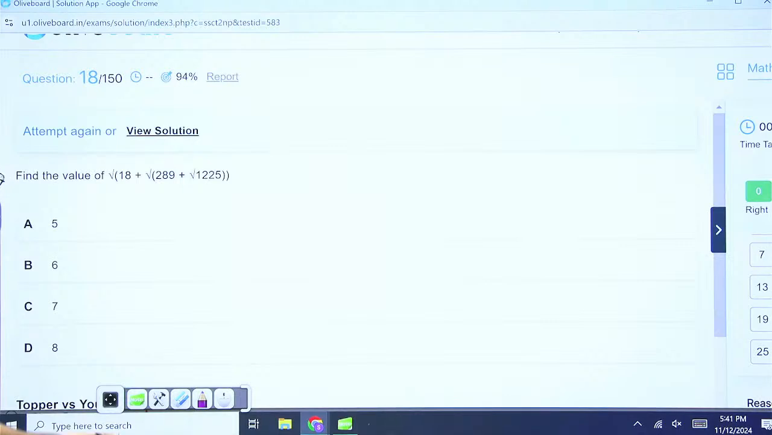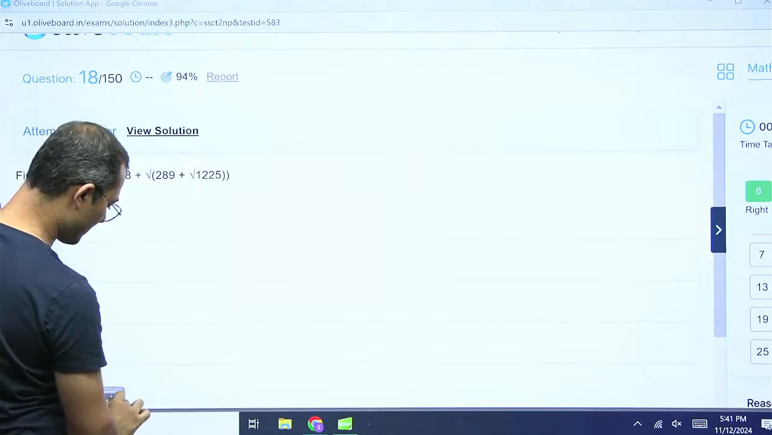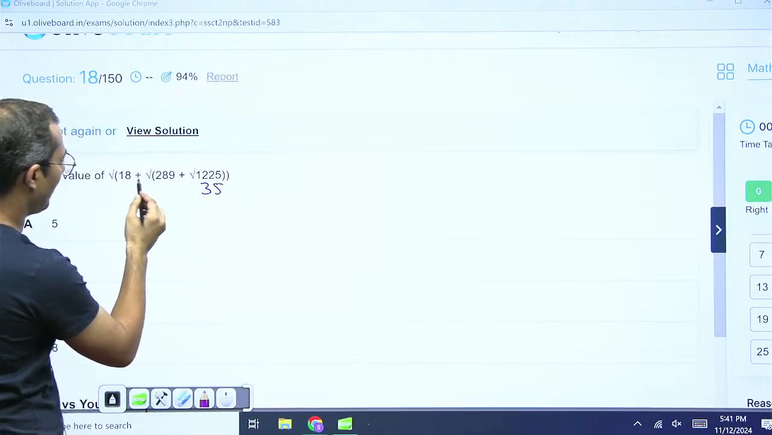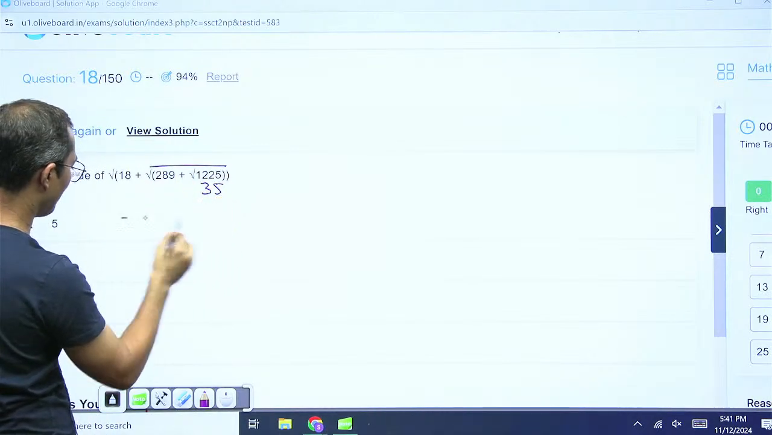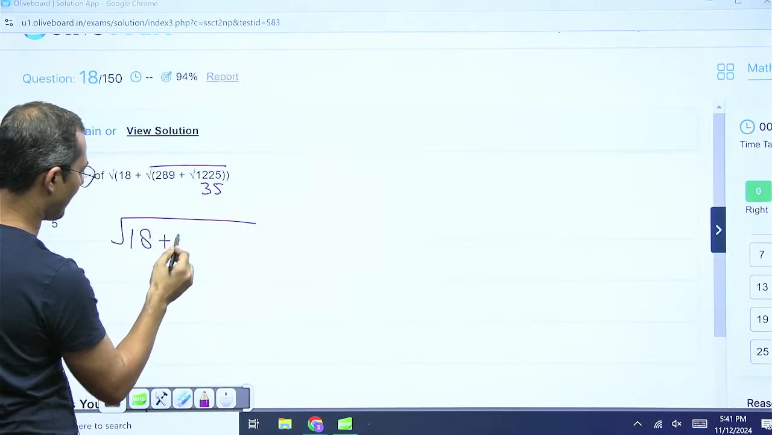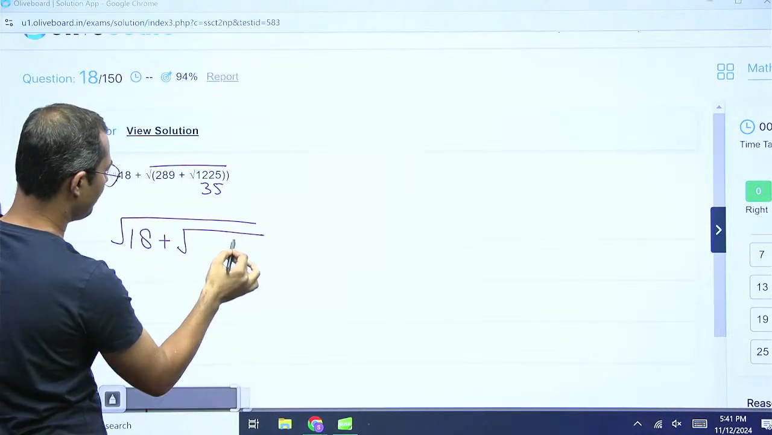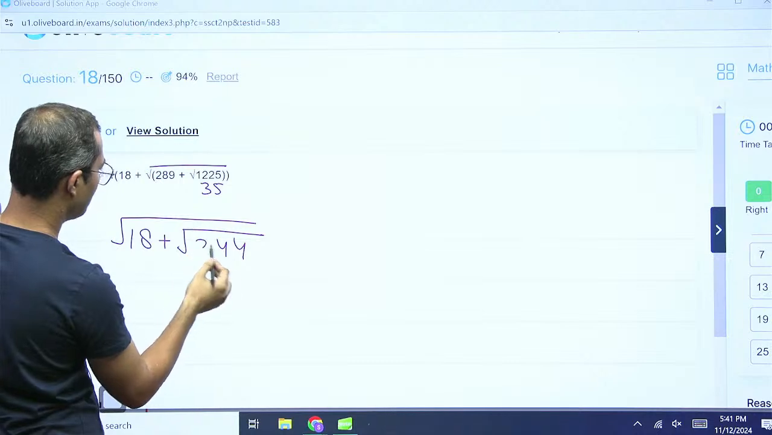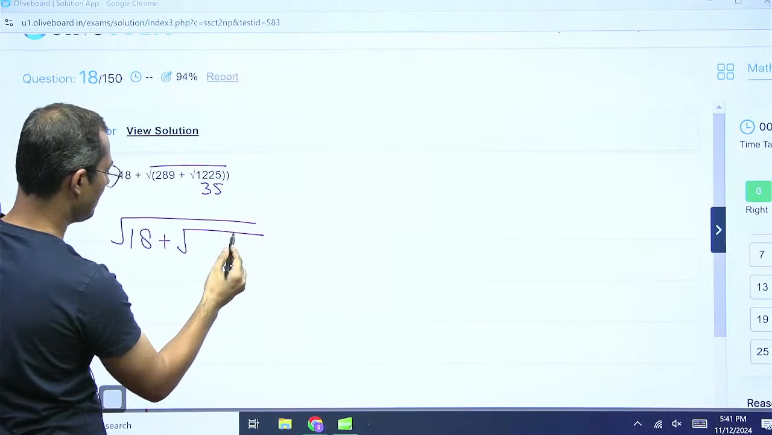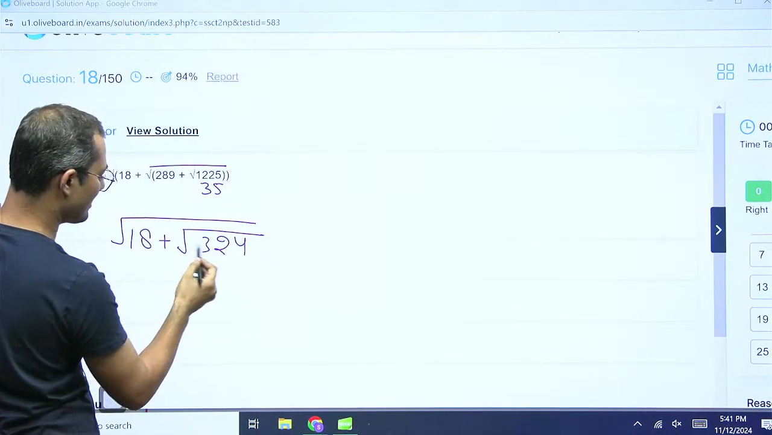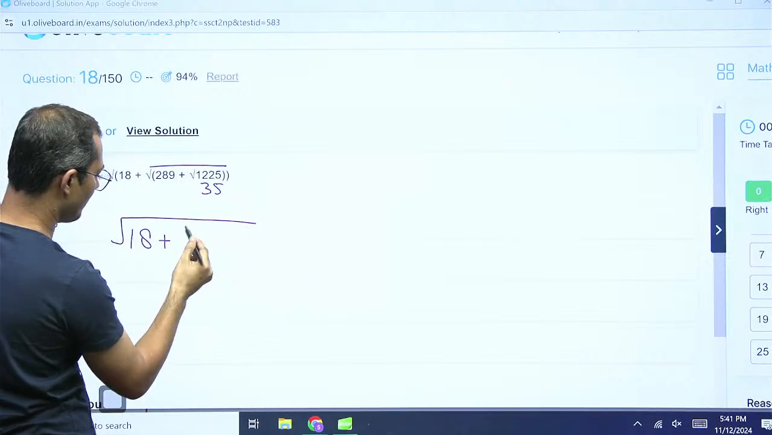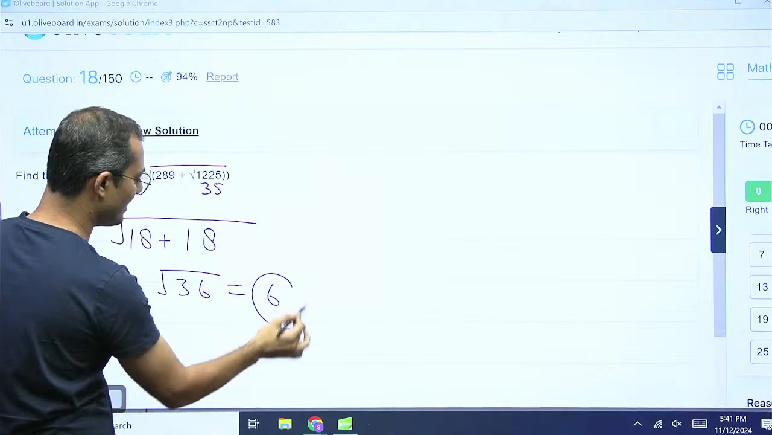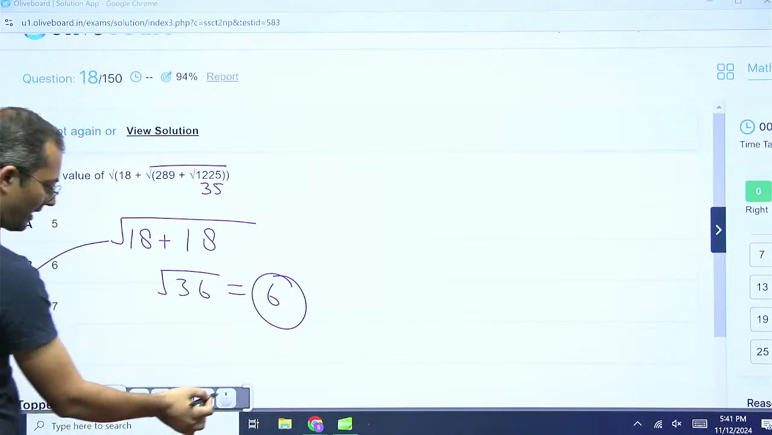Again, very easy question. So this is the square of what? See, this is the square of 35, right? And after adding this we will get what? 18 plus, right? Square root of what? 4 and 4, 2 and 3. So this is the square of 18, right? So we can take 18. So 18 plus 18, that is 36. So 6 is the right answer. Again, very easy question, right?